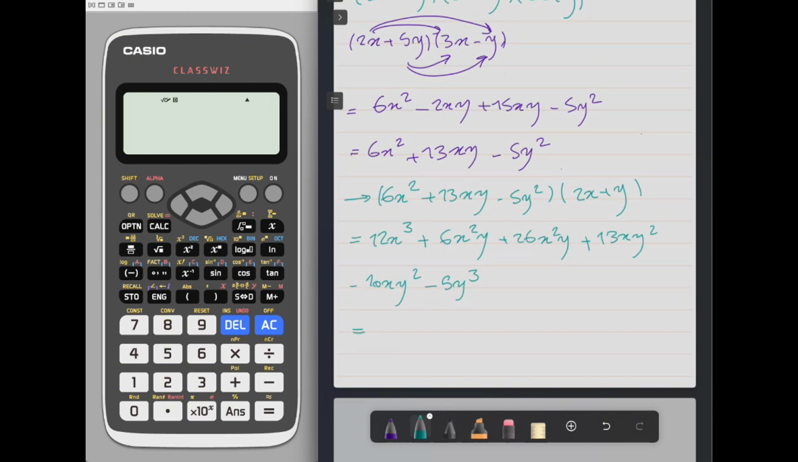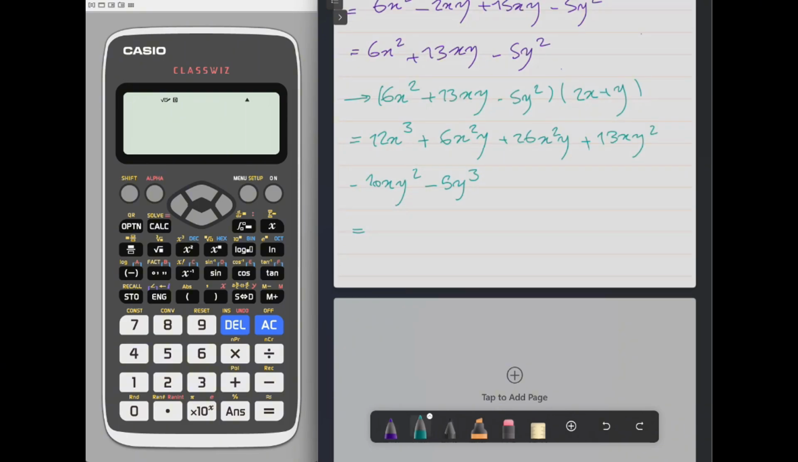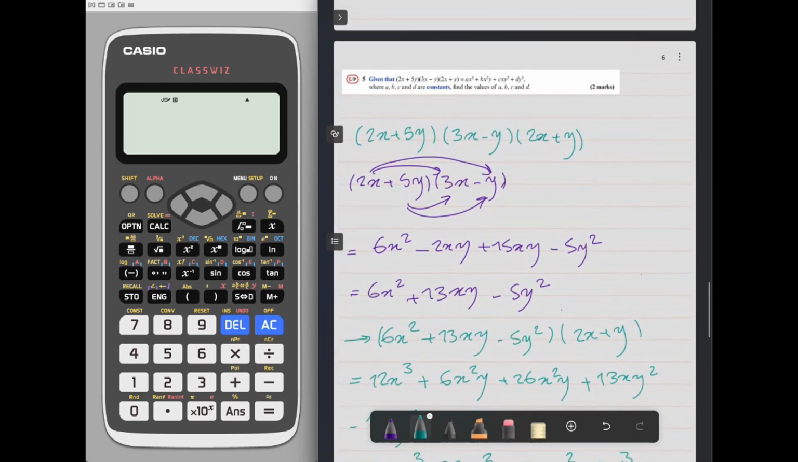So I can simplify it, right? The x squared y terms can be simplified, and 13xy squared and minus 10xy squared can be simplified as well. 12x cubed remains in its place, plus 32x squared y, since 6 plus 26 is 32, plus 3xy squared, since 13 minus 10 is 3, minus 5y cubed. This is the answer for question 5.